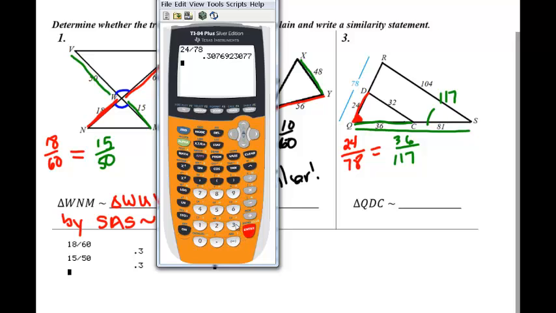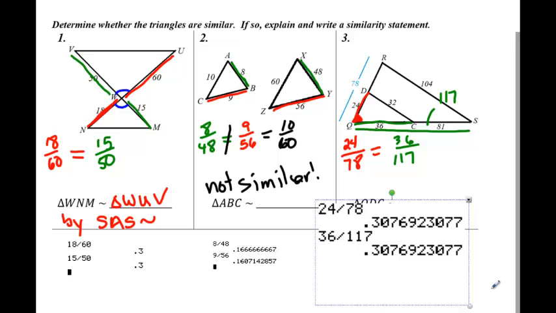Oh, try to match that up. Let's see what 36 over 117 is going to do. I'm a little nervous here. I'll be amazed if this works. Oh, I am amazed. All the way down, those are in proportion. Kind of cool.